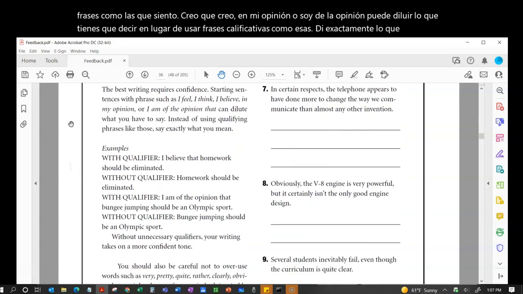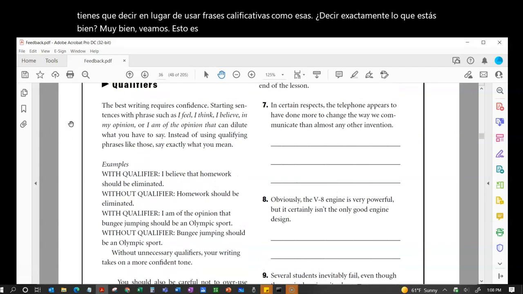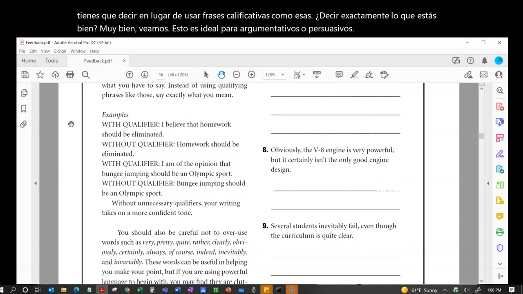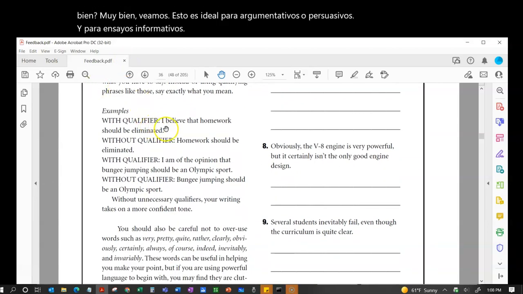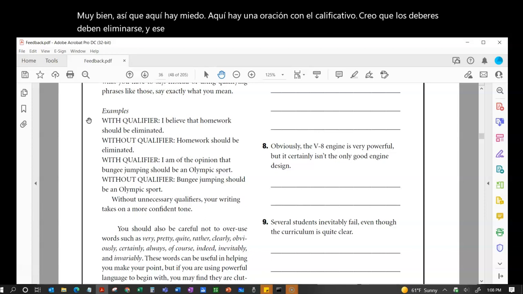This is great for argumentative, persuasive, and informative essays. Here's a sentence with a qualifier: I believe that homework should be eliminated. And that's the way you talk now. Remember when we've done speaking activities in class? You were taught to speak like that, and it's okay to use it in speech.